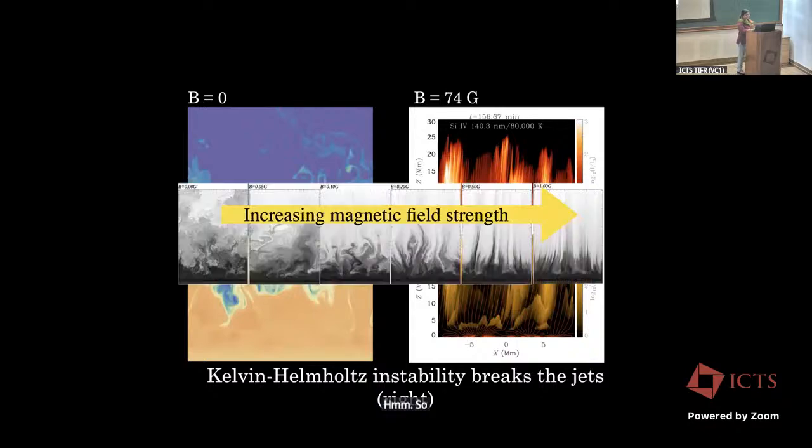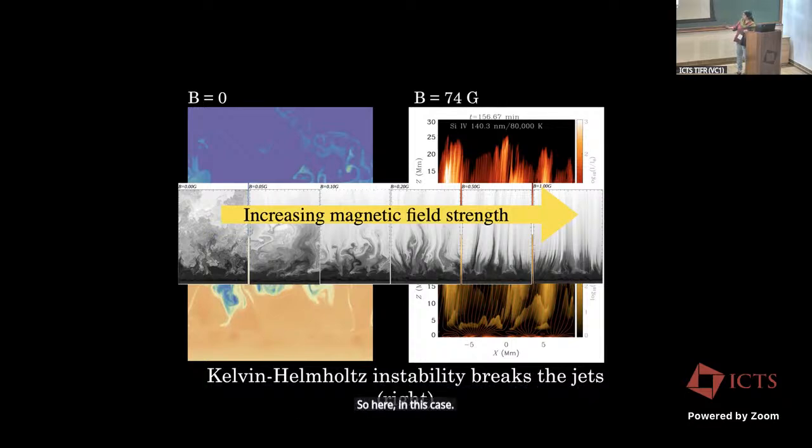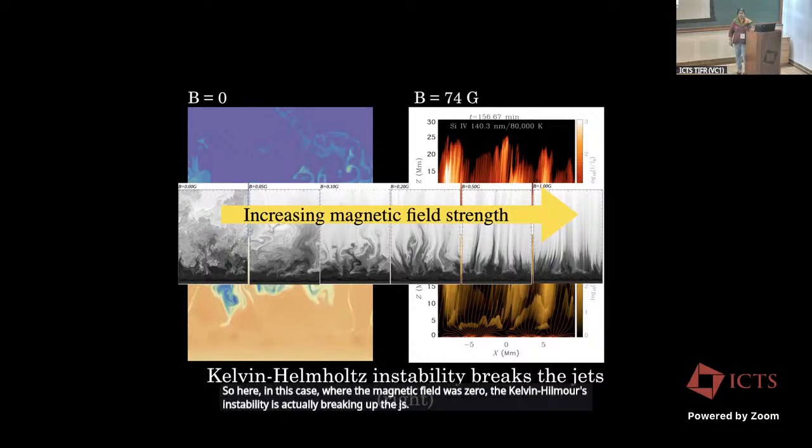So what is exactly happening is, as you increase the magnetic field strength, you are going from a more isotropic to an anisotropic situation. So jets are totally anisotropic. Here, in this case where the magnetic field was 0, the Kelvin-Helmholtz instability is actually breaking up the jets. Now what about the fluid?